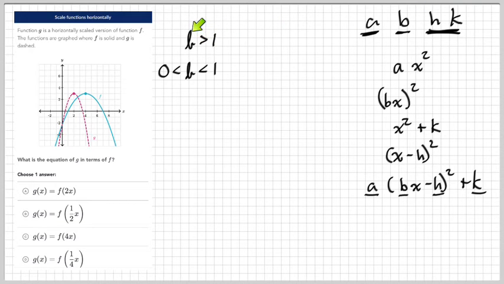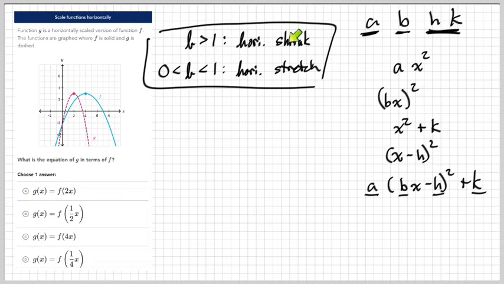Sorry, I know I wrote this b cursive and this b not cursive. But if we have a b that's greater than 1, that's going to be a horizontal scale. And if b is less than 1 but greater than 0, that is also a horizontal scale. The first one is a shrink, and the second one is a stretch, which is kind of weird. You wouldn't think that if your b is greater than 1 that it's a shrink, but it is. Whenever something is happening to the x inside the group, and that includes the b or the h, you always kind of have to think the opposite, okay? And let me explain to you guys what that means.